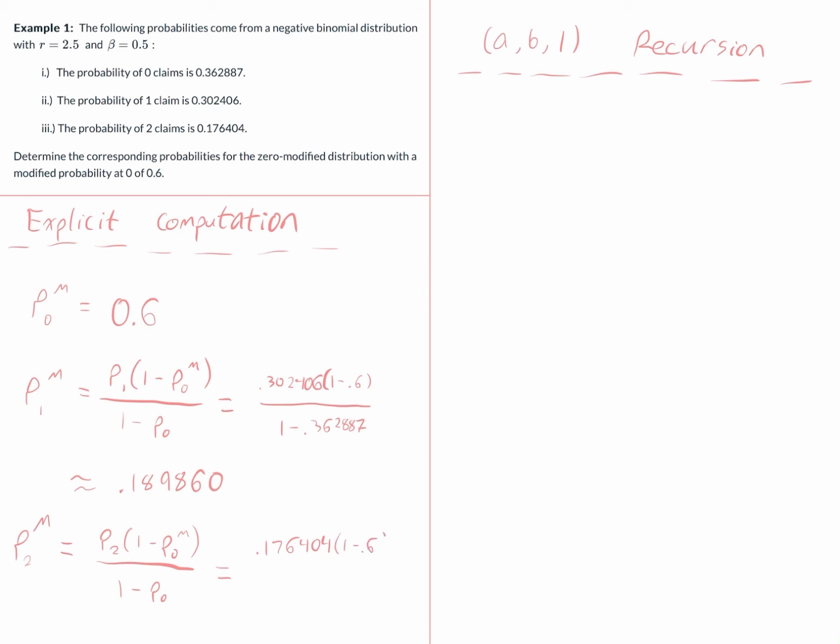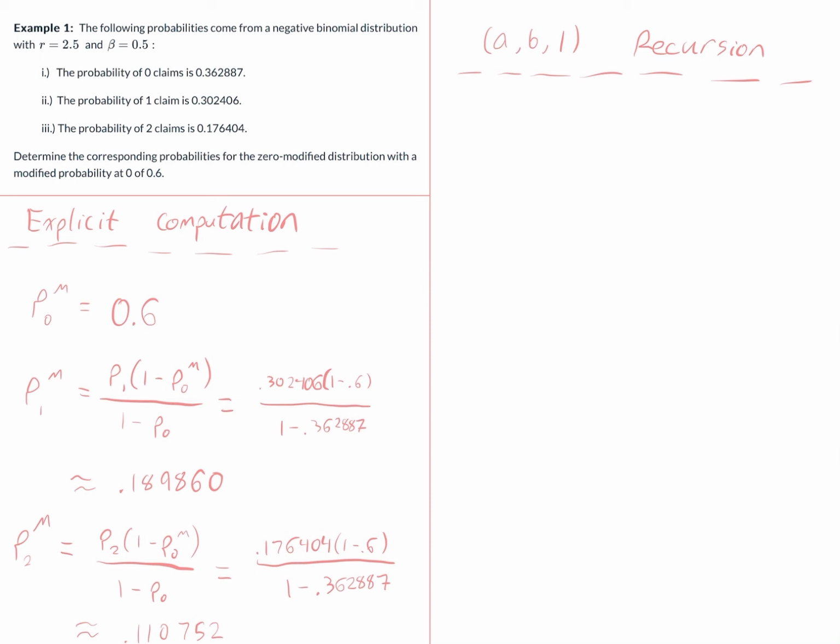And then again times that scaling factor, which is the ratio of that new modified probability of more than 0 losses to the old probability of 0 losses. Sorry, more than 0 losses. And when we put that into a calculator, this time we get 0.110752. And this is one way that we can come up with these answers.